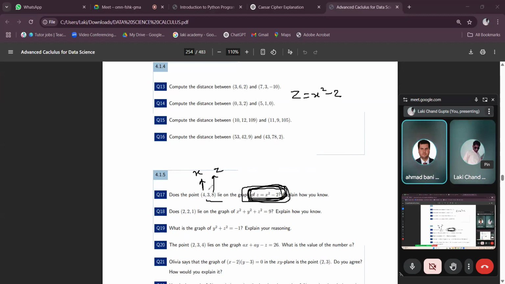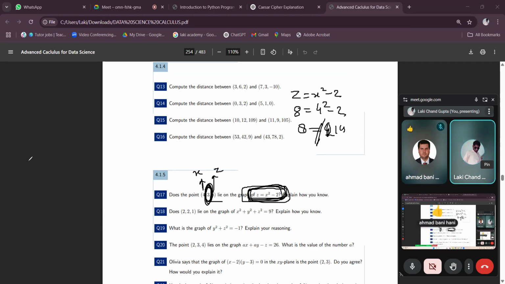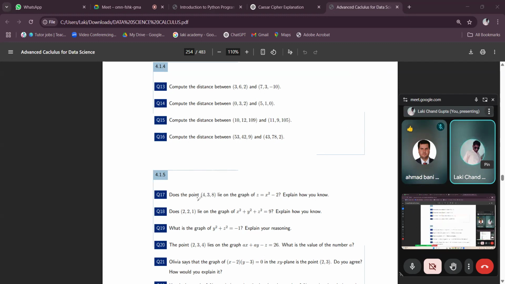But the value of y is there, and you can also check by using this. Put z is equal to 8, x is equal to 4. 16 minus 2, 14. 8 is not equal to 14, right? So both ways you can say it.